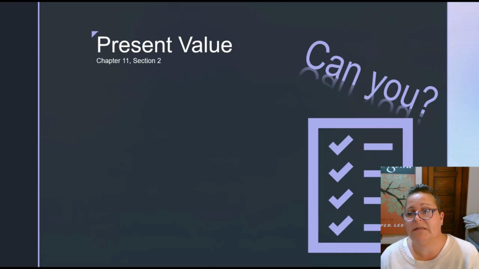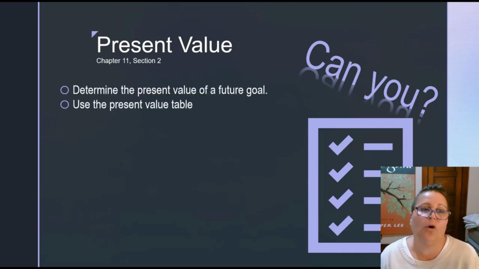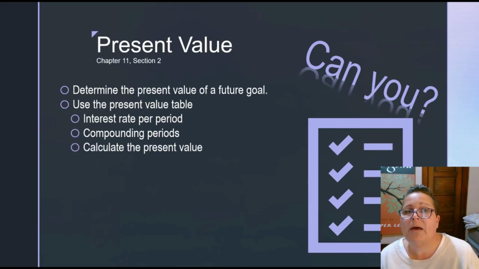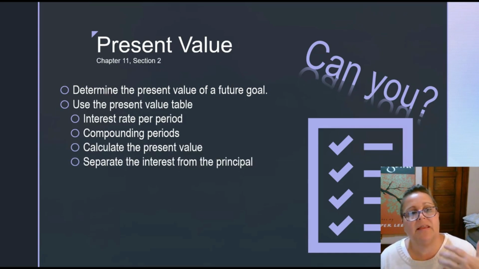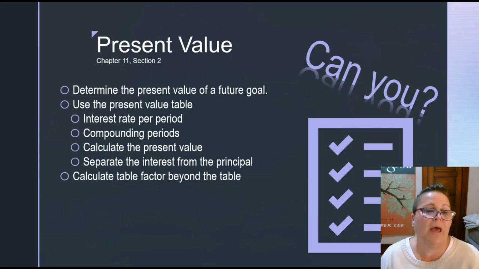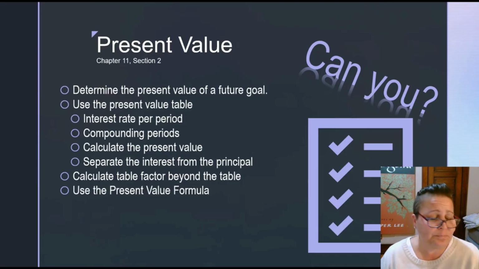So at this point, do you feel like you can determine the present value of a future goal? Can you do so using the present value table? Are you fairly confident in finding the interest rate per period, the total number of compounding periods, and calculating present value? Not only that, but are you able to identify the interest and the principal and the compounded amount?